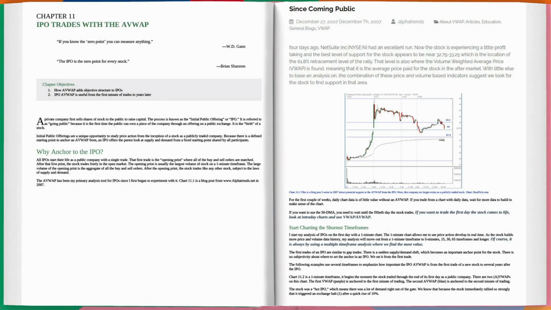Chapter 11. IPO Trades with the AVWAP. "If you know the 0 point, you can measure anything." WD Gann. "The IPO is the 0 point for every stock." Brian Shannon. Chapter Objectives: 1. How AVWAP adds objective structure to IPOs. 2. IPO AVWAP is useful from the first minute of trades to years later.